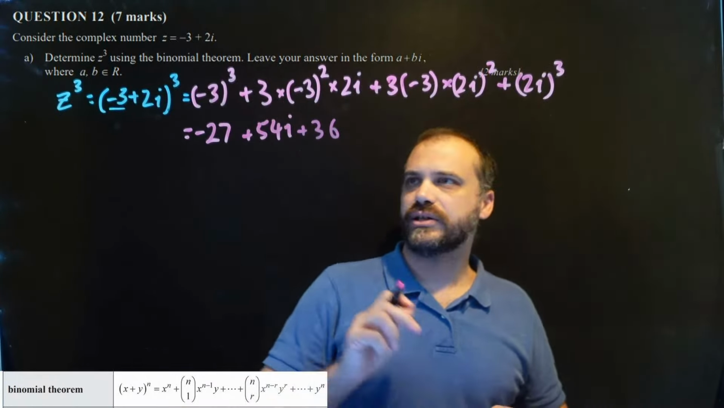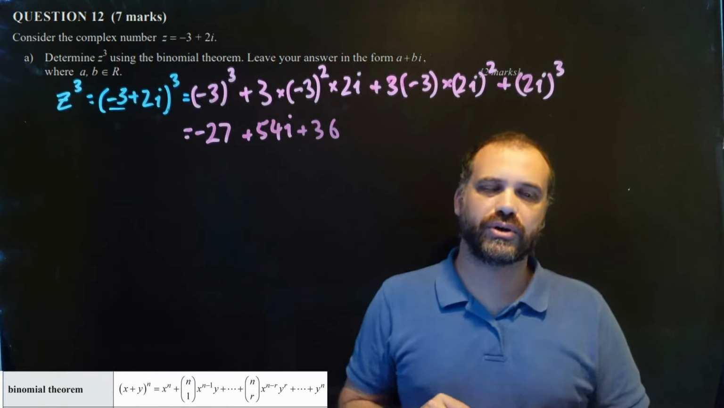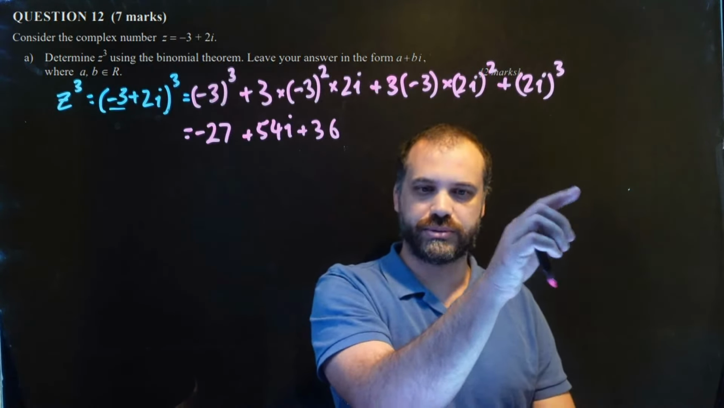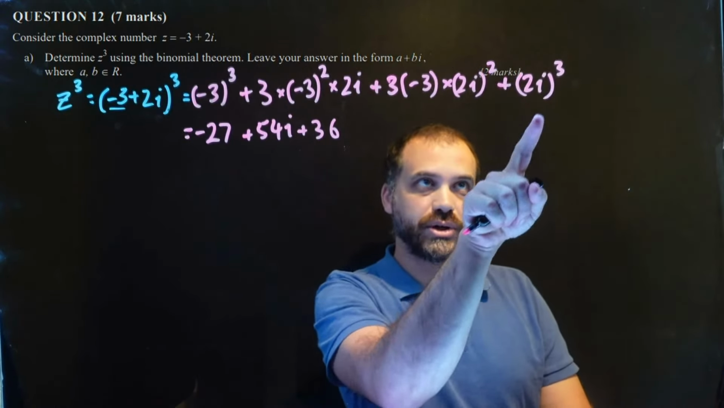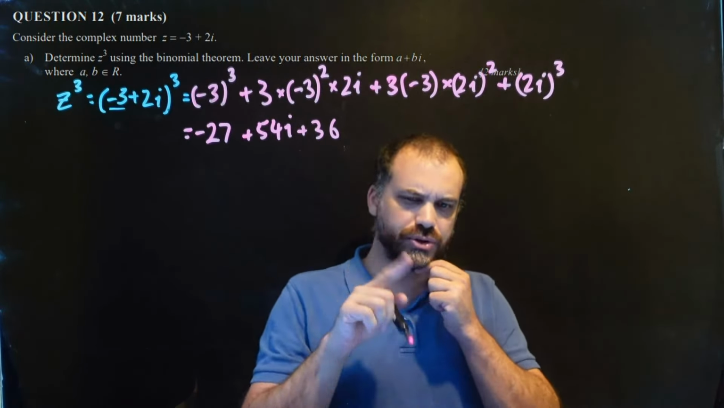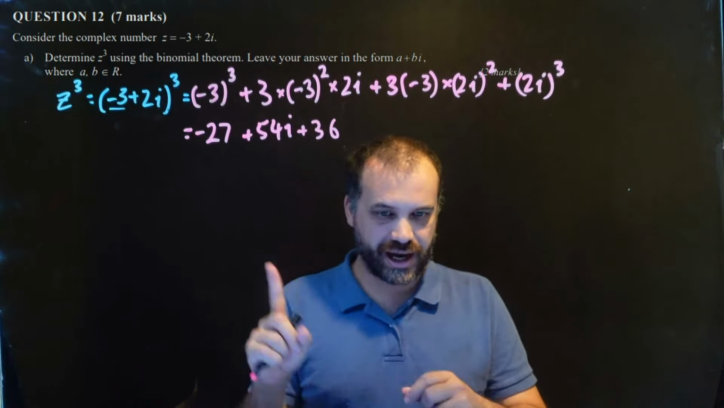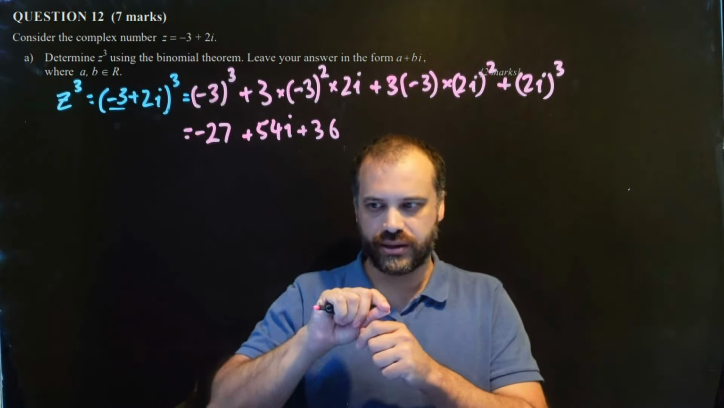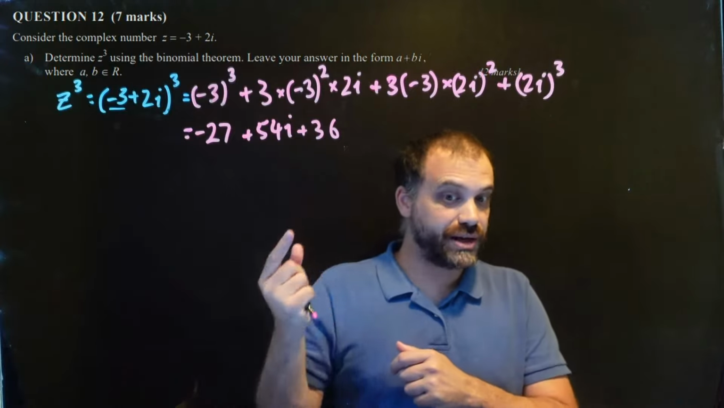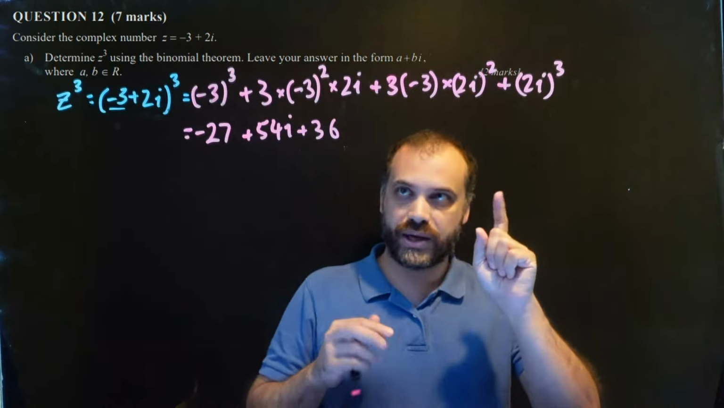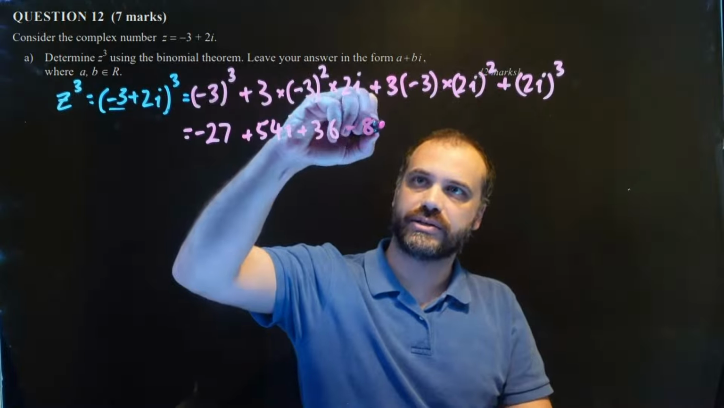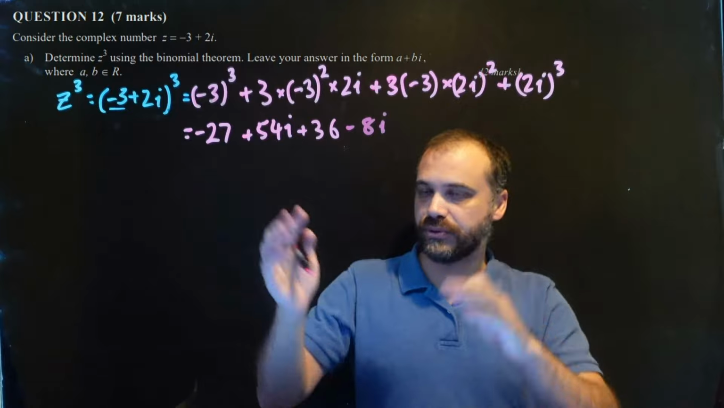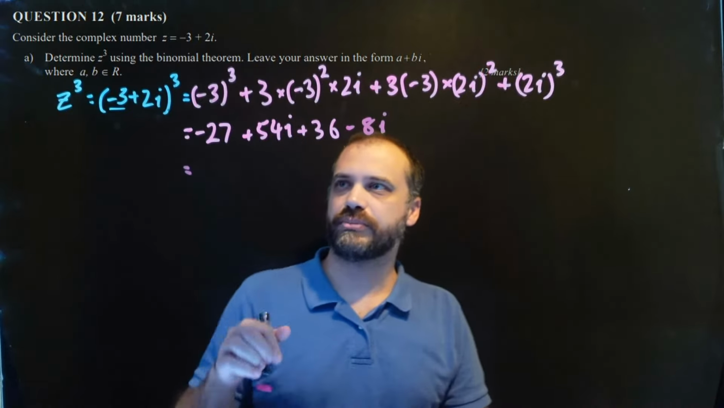And finally, we have this 2i cubed. Now be a little bit careful here because 2i cubed means 2 cubed times i cubed. So 2 cubed, 2 times 2 times 2 is 8. i cubed is i squared, which is -1, times i again. It's going to be -i. So we end up with -8i. Okay, that's it. Simplify this so we've got a real component and an imaginary component.